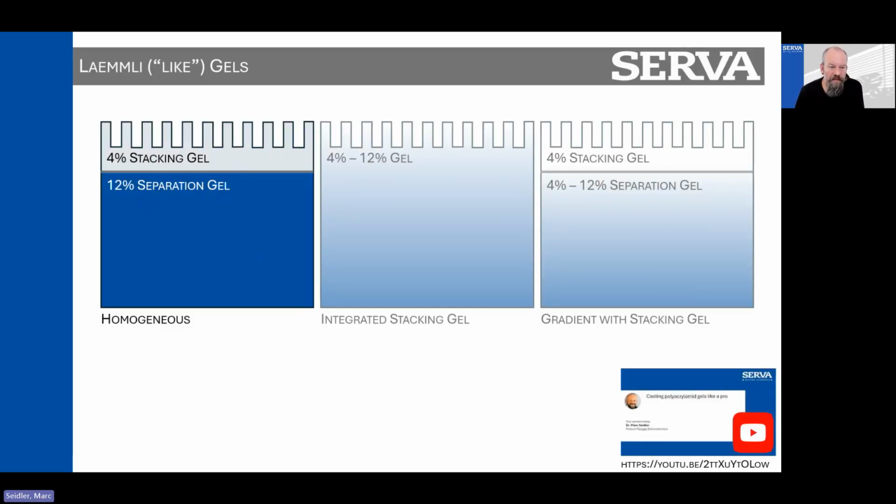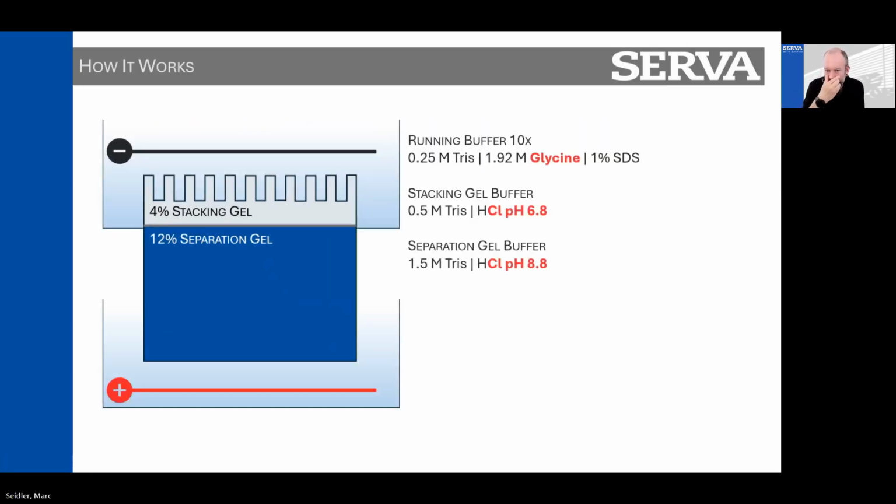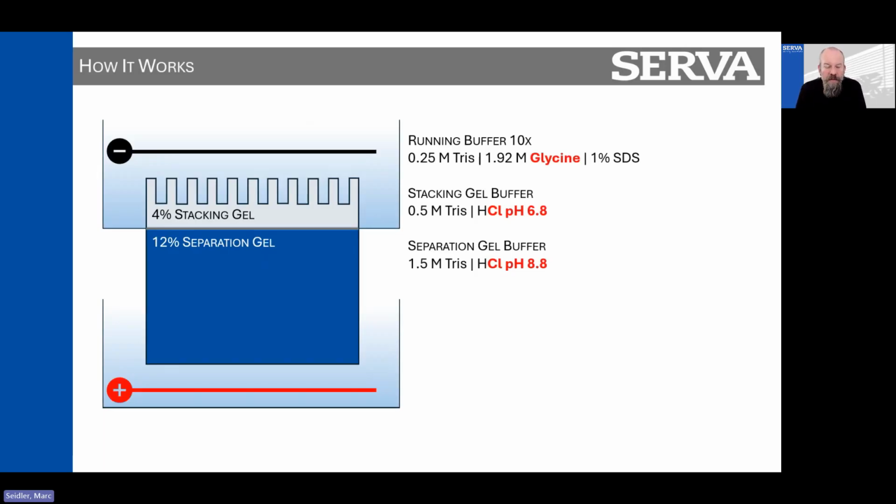So this is what we are talking about. It's the classical homogeneous gel. You can also do a gradient, and if you want to know how such gels are made and cast, then I want to invite you to go to our YouTube channel and watch the gel casting webinar again. But we talk about that. So we have a 4% stacking gel and a 12% separation gel. And this is a classical setup.